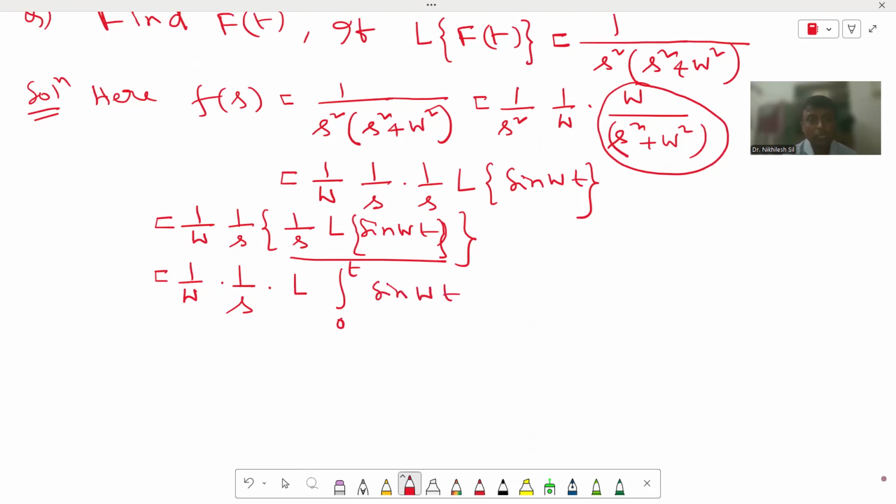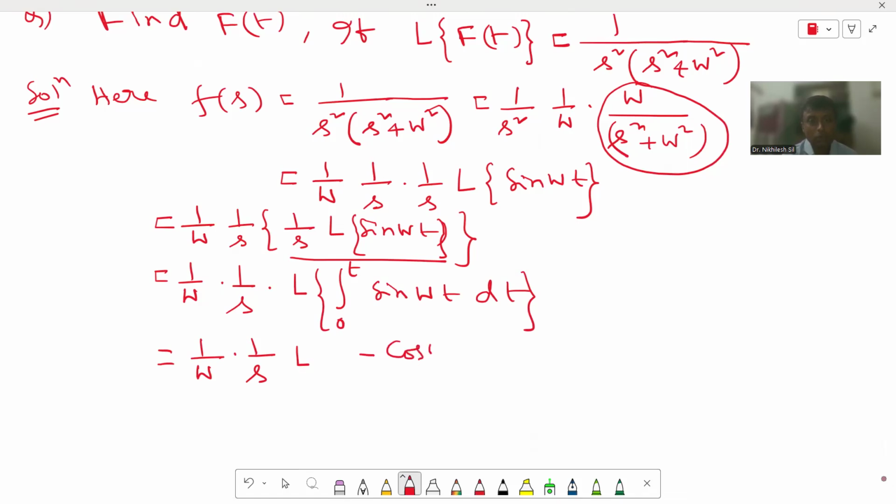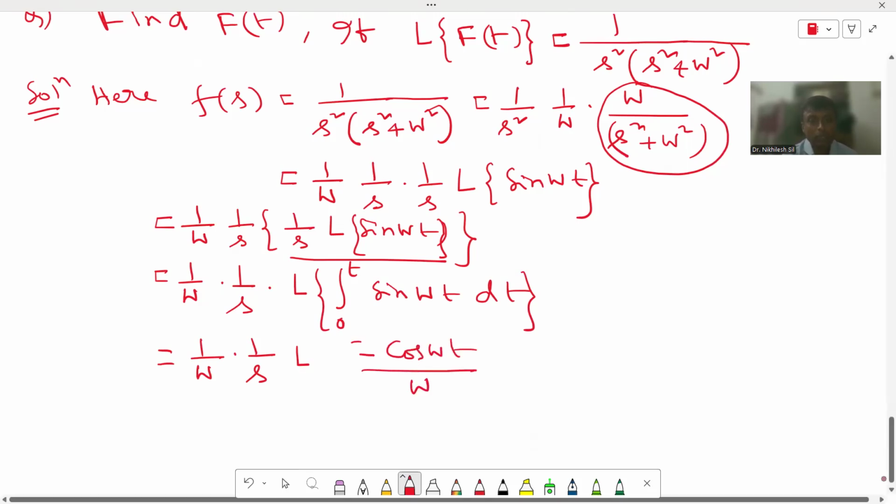Sin omega t dt. Okay, clear? Laplace of the integration of f(t) dt. So 1 by omega into 1 by s, L of, now what is the integration of sin omega t? Minus cos omega t divided by omega. Putting the range 0 to t and then taking the Laplace.